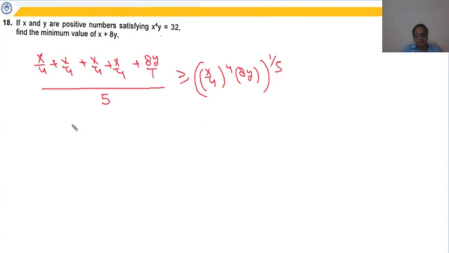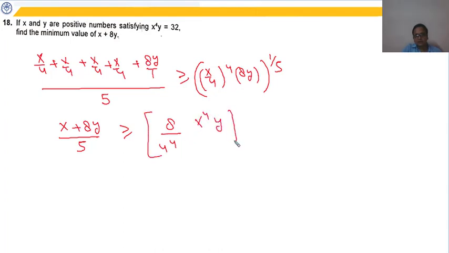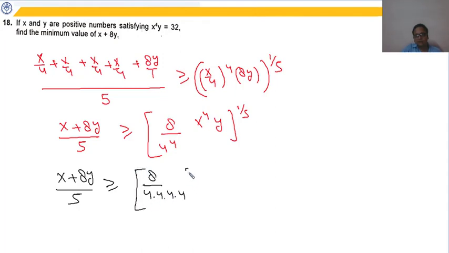There are 5 terms. So we have (x plus 8y) upon 5, whose value we wish to find. And in this bracket we have 8 in the numerator and 4 to the power 4 in the denominator, and we have x to the power 4 y, to the whole power 1 by 5. Just substitute the value of the equation which we know, x plus 8y we wish to find. This is equal to 8 upon 4 into 4 into 4 into 4, and we have x square into y as 32, to the whole power 1 by 5.